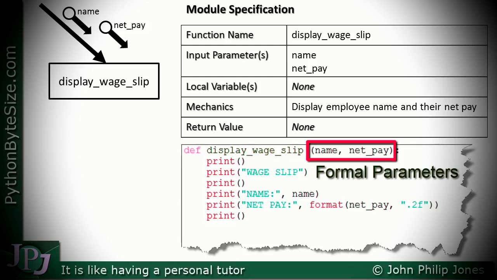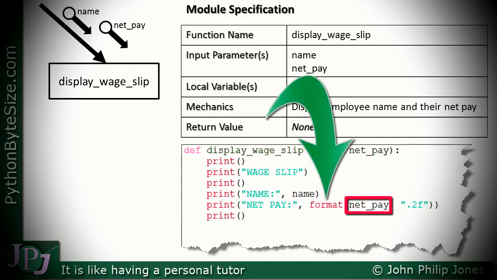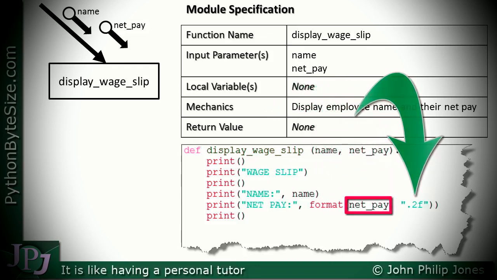They're called formal parameters. Now these two names, the name and the net pay, are sitting there waiting to be given something to work with. Now whatever it is they're given, we can see that we're going to display it here in this print, and we're going to display the net pay here after it's been formatted appropriately to be 2 decimal places.